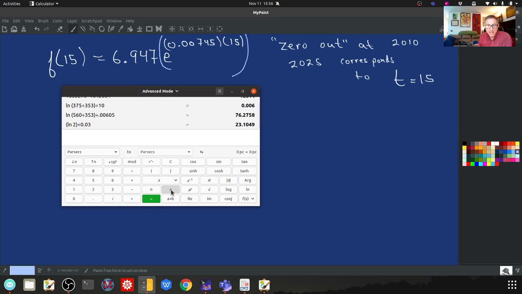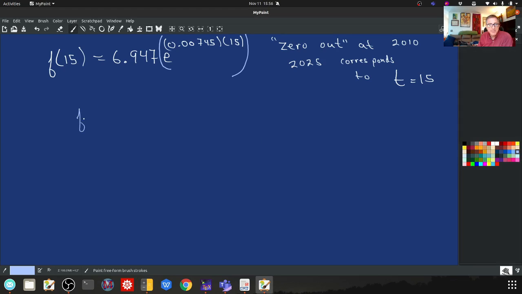So I'm going to write e, and then x to the y, and then I'm going to put in parentheses 0.00745, sorry I didn't use the leading zero, times 15, close the parentheses, and hit equals. And then that amount I'm going to multiply by 6.947, and the end result is 7.768.